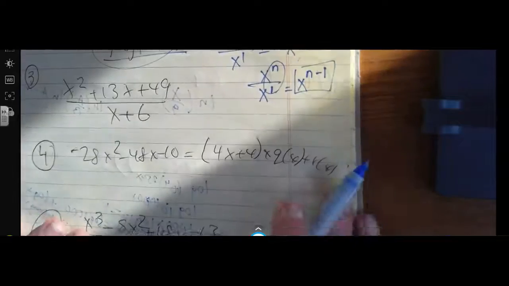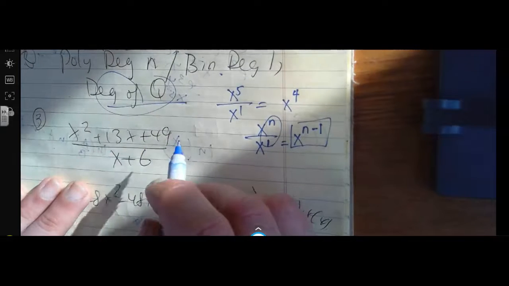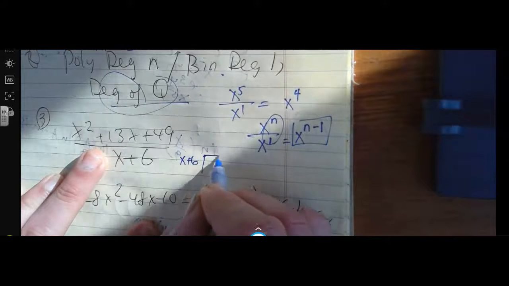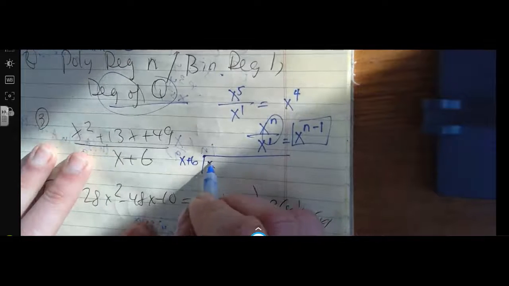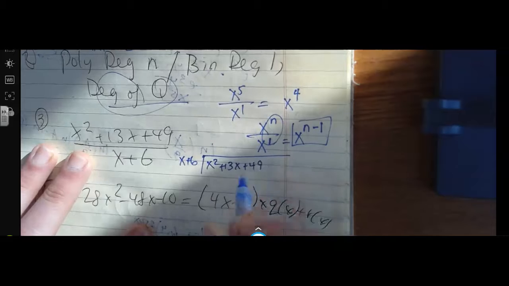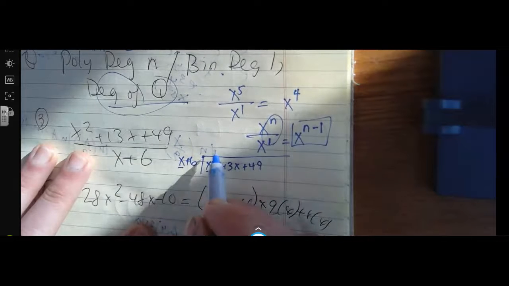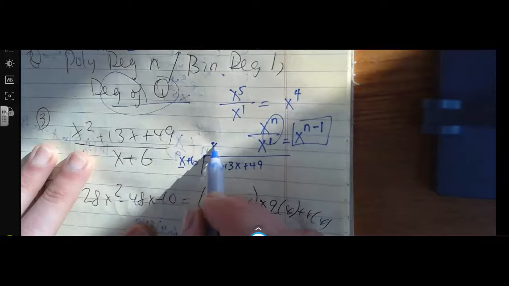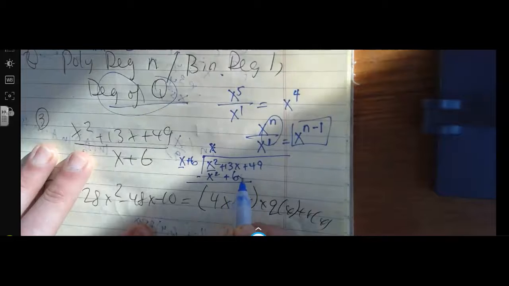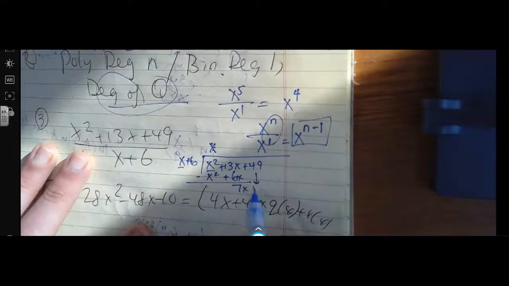Number 3 actually asks us to divide out this polynomial by this binomial right here. So it's long division. You might remember it from primary education experiences you've had. Let's go over the steps. So you go x into x squared, that goes in x times. You go x times x is x squared. X times 6 is 6x. And you subtract, and you're going to get 7x, bring down the 49.